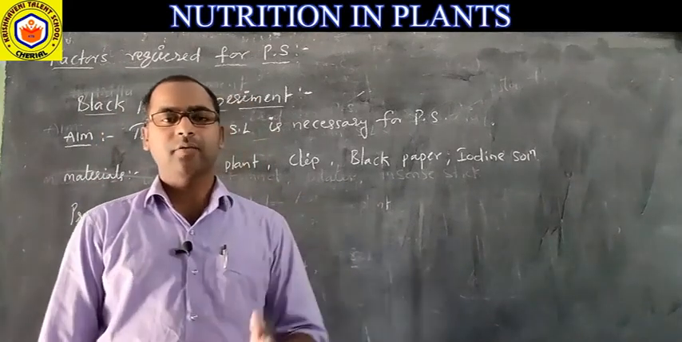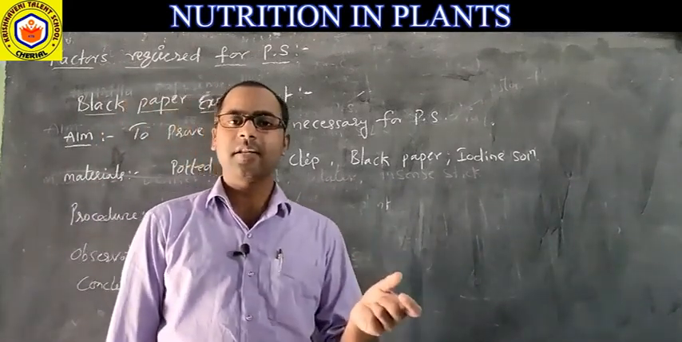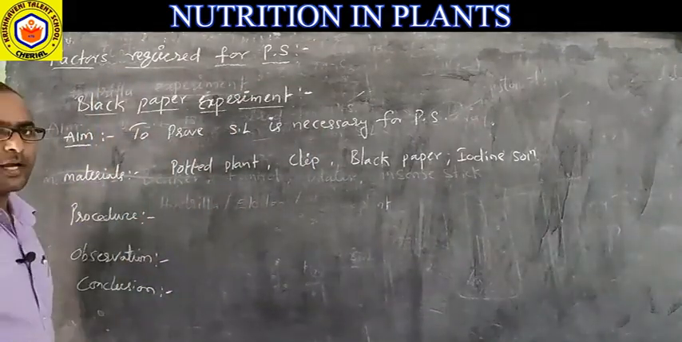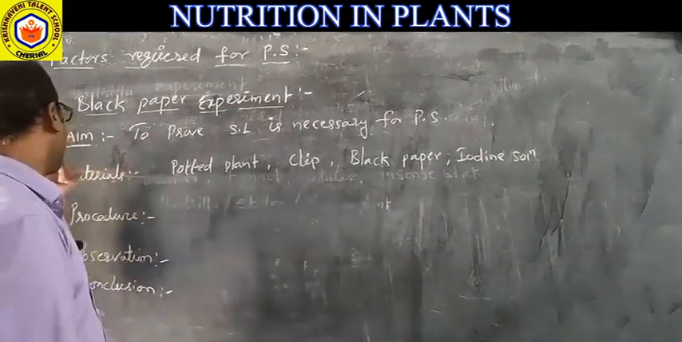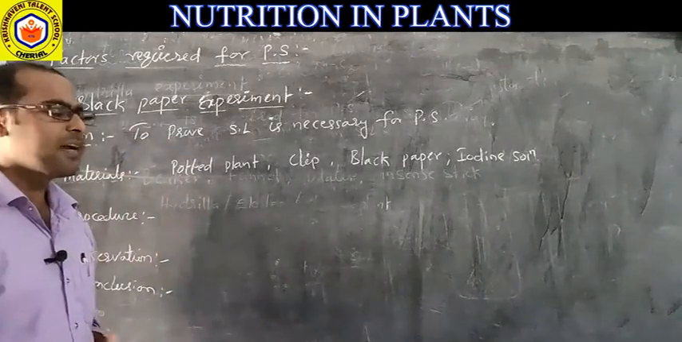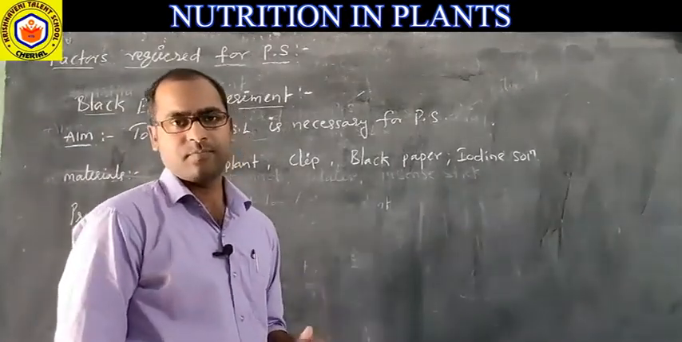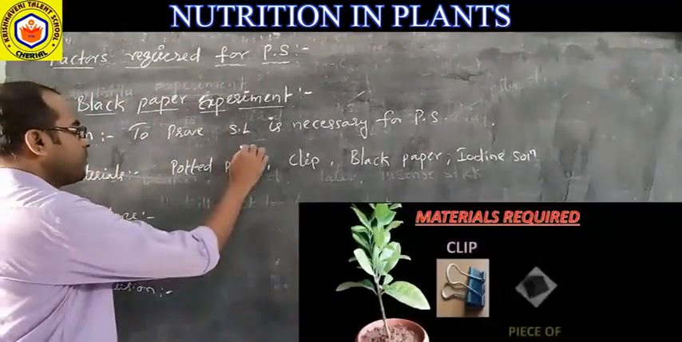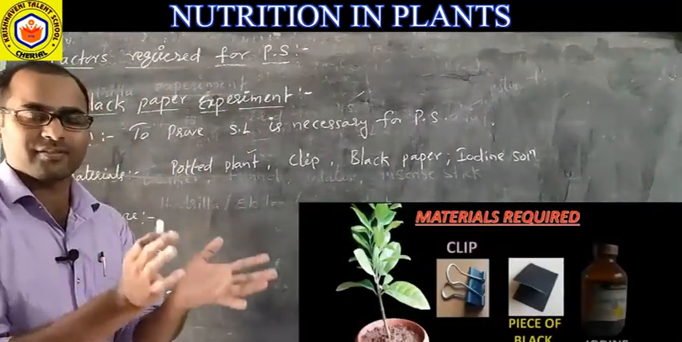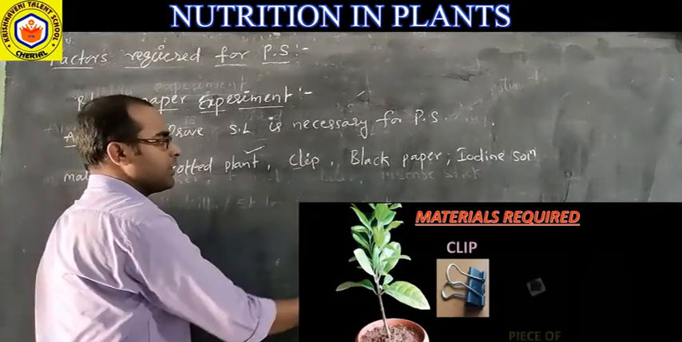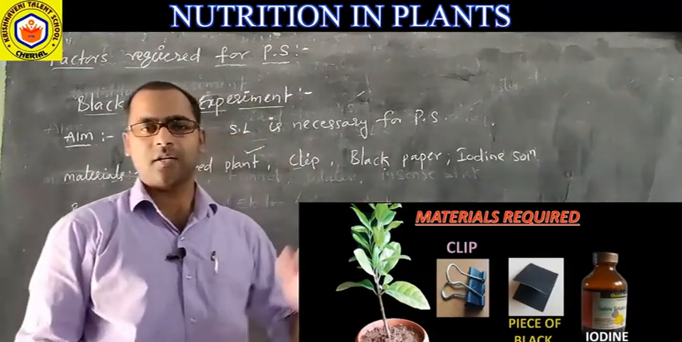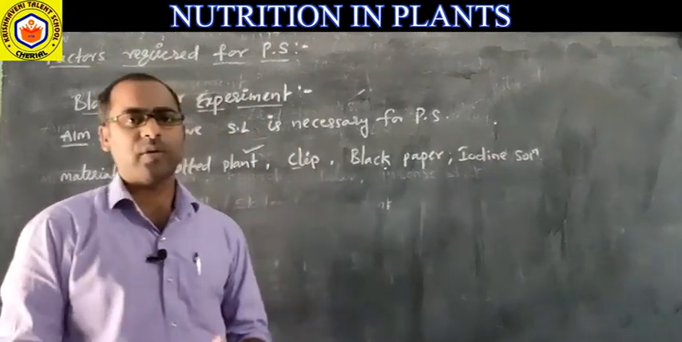Let us perform another activity to prove that sunlight is necessary for photosynthesis. Black paper experiment. And what is the aim of this experiment? To prove sunlight is necessary for photosynthesis. So for this, what are the materials we need? We need a potted plant with broad leaves, a clip, black paper, and iodine solution to test starch. These are the materials we require.